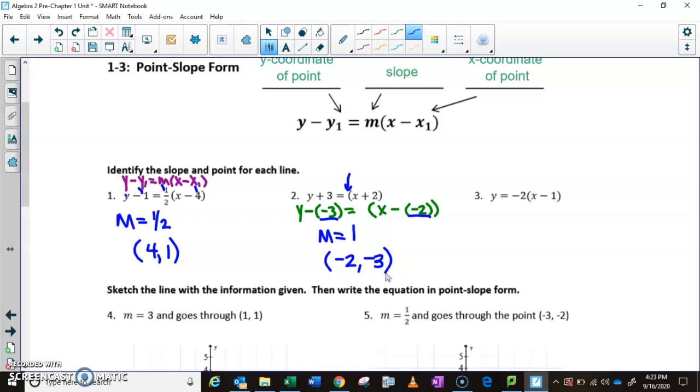And our last example here, y equals -2 times the quantity x minus 1. So my slope is -2. My ordered pair, this is x minus 1 in parentheses, so the x coordinate is 1. And over here, y is by itself. There's nothing subtracted from that. So of course, the y coordinate there is 0. So I have a point on my graph, 1, 0.